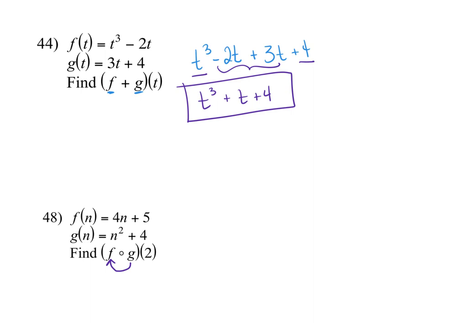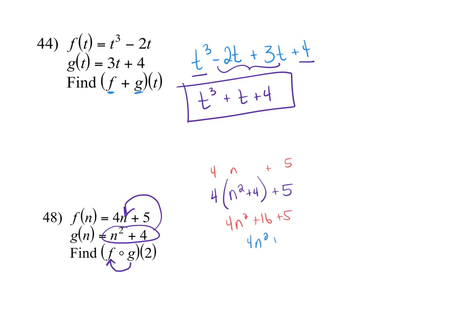There are two ways to do a composite, okay? The first way is I actually take the entire g function and I plug it into f. So I have 4. Instead of n, I'm going to write g, n squared plus 4. And then I have plus 5. So this is my f function, 4n plus 5. I just replace the n with my g. All right? Distribute 4n squared plus 16 plus 5. And I have 4n squared plus 21. All right? That is just f of g.